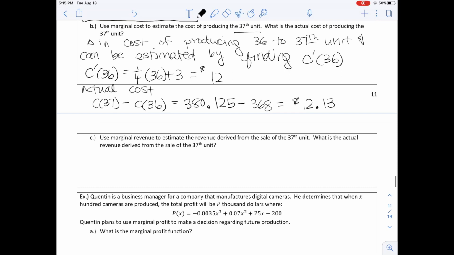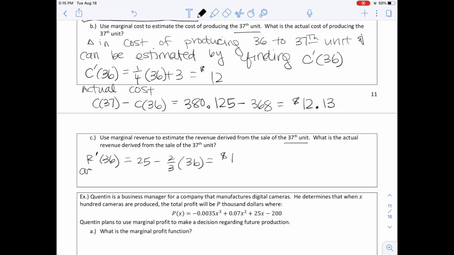The problem continues on to the next page, and part C says to use marginal revenue to estimate the revenue derived from the sale of the 37th unit. What is the actual revenue derived from the sale of the 37th unit? So likewise, for revenue, we're going to have to use the marginal revenue, so R prime of 36, in order to estimate the revenue derived from the sale of the 37th unit. And so we have 25 minus 2/3 times 36, which is going to be $1.